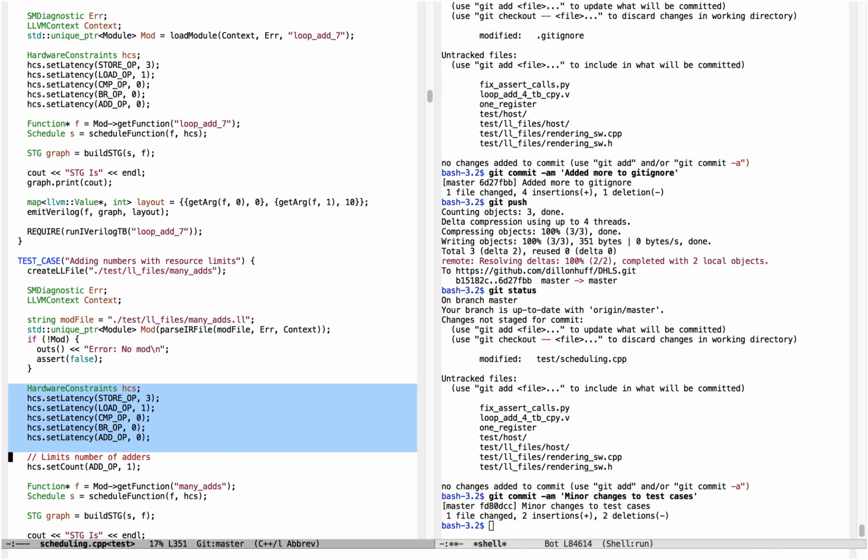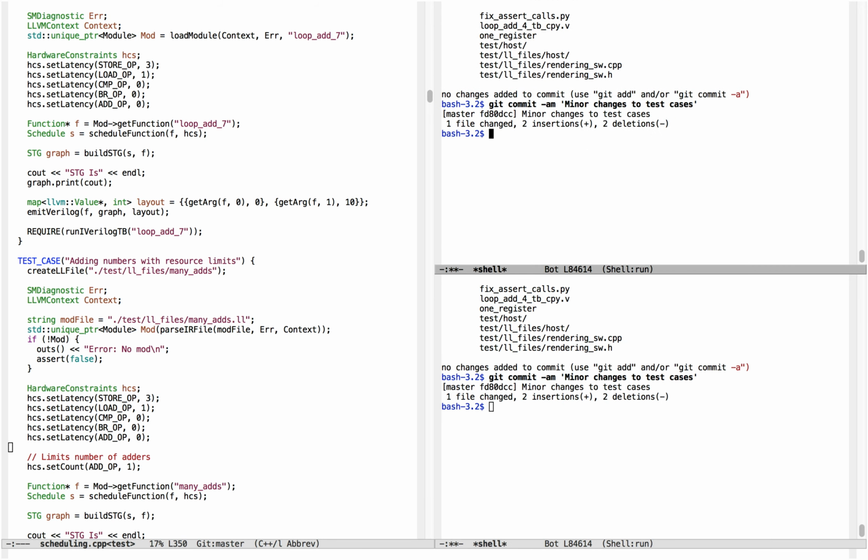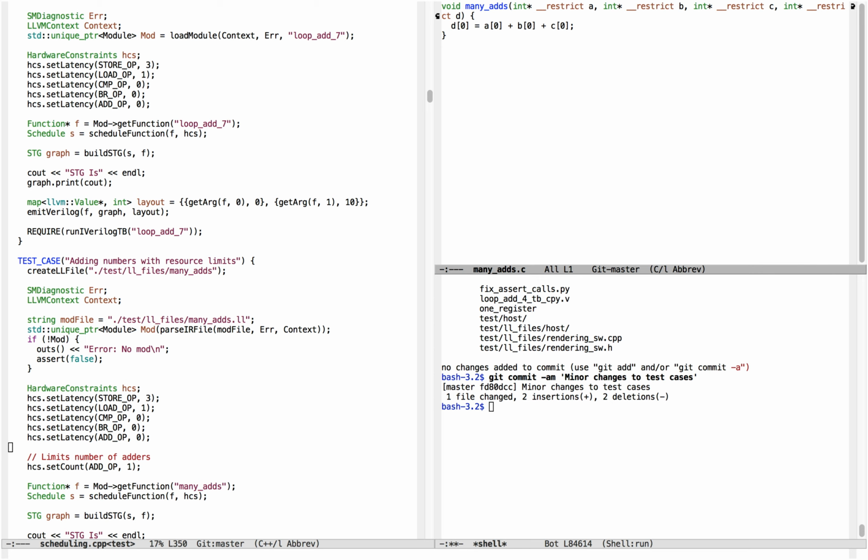But the first thing I want to show is our many adds program. First let's take a look at it. In the same directory that we had single store, we have many adds. The program takes in a bunch of arguments, A, B, C, and D, and it sets D equal to the sum of A, B, and C. So we've got two adds, right? This first add and this second add.